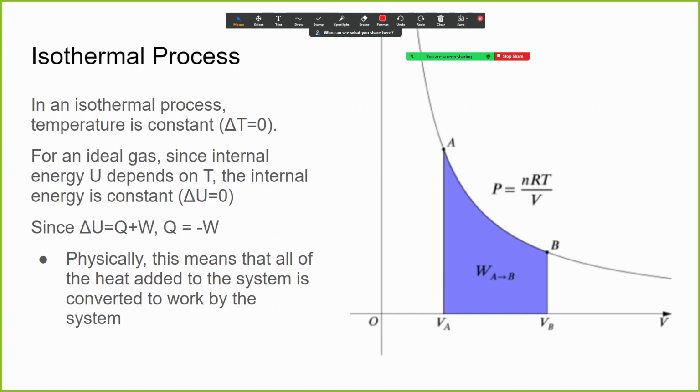So once again, in an isothermal process, temperature is constant, so any delta T is zero. For an ideal gas, we know that internal energy depends on T, so that would mean that internal energy is constant. If that's the case, we have this reduced down to this here for an isothermal process, such that the heat added is equal to the negative work. If you think about that physically, that just means that all of the heat that's added to the system is converted to work by the system.